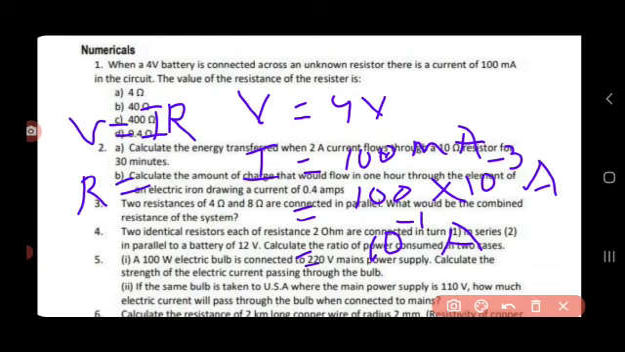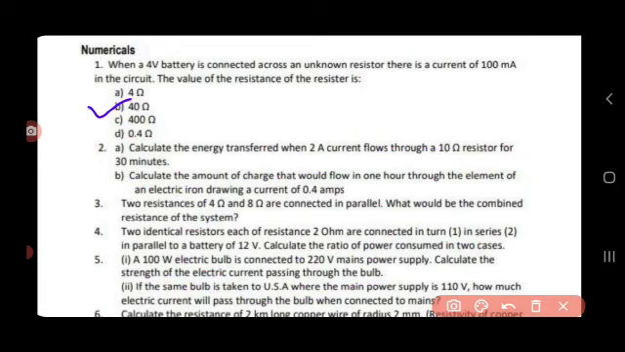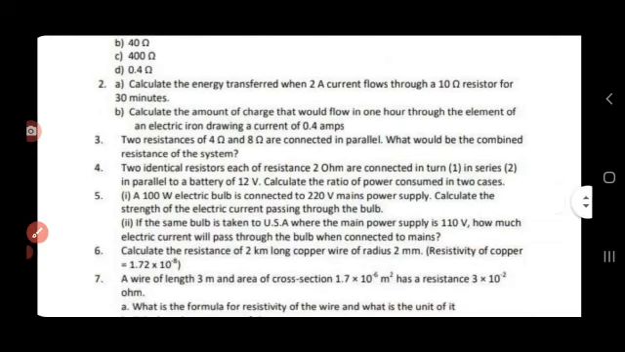Now the next question given. Question is, calculate the energy transferred when 2 ampere current flows through a 10 ohm resistor for 30 minutes. Here the question is, current is 2 ampere. We have to write down the information first. So current is 2 ampere. It is passed through a resistor whose resistance is 10 ohm, and current is passed for 30 minutes. So time is equal to 30 minutes.